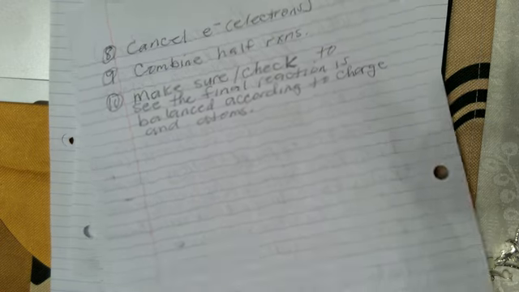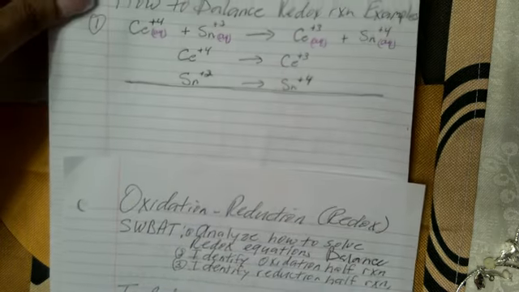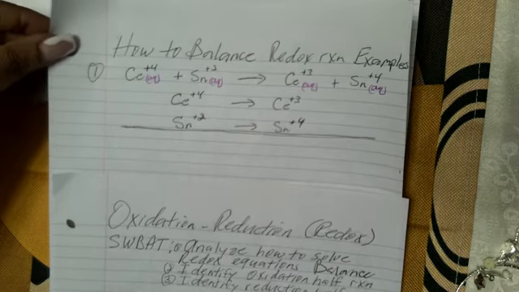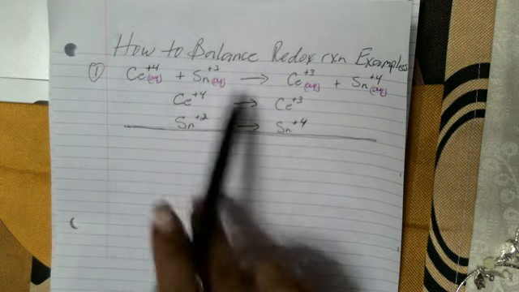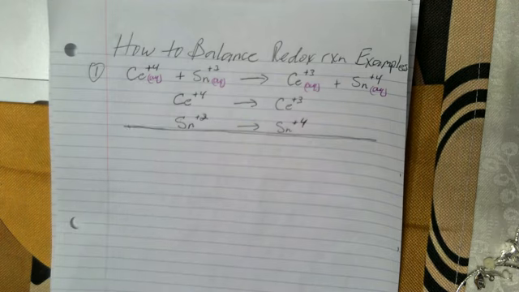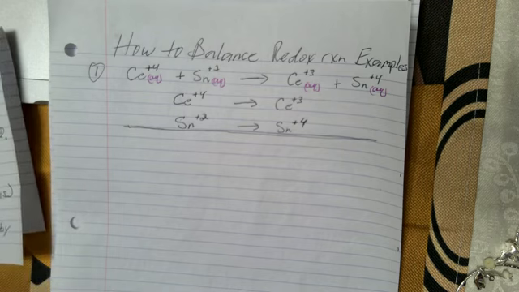And when we're doing this, I'm going to have the rules right here. We're going to be looking at the rules at the same time that we are balancing this reaction. Okay? All right. Here we go. Now, this is our first example we're going to do. I have cerium with a plus 4 charge, tin with a plus 2 charge, yields cerium with a plus 3 charge, and tin with a plus 4 charge.